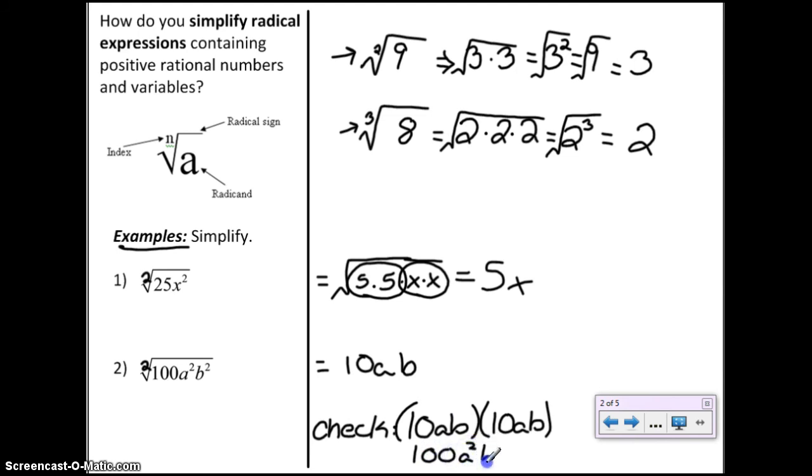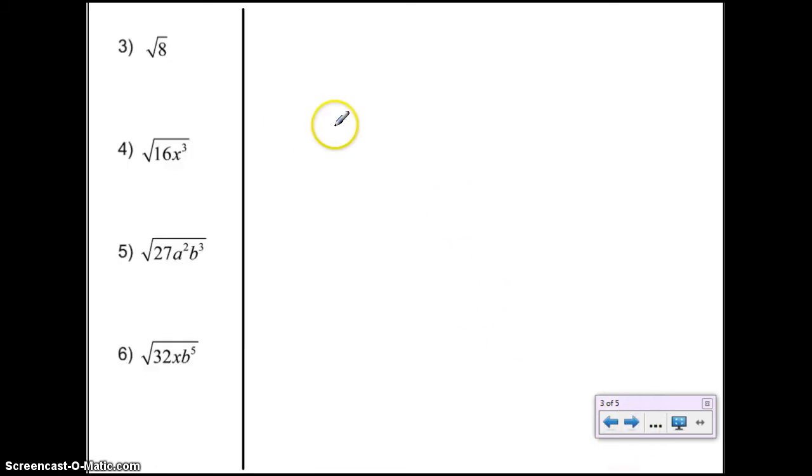And then b times b makes the b squared, which I do. So I have done that correctly. Very nice. Let's try a few more. All right, these are all square roots. Since we're talking about square roots, it'd be nice if they were perfect squares.